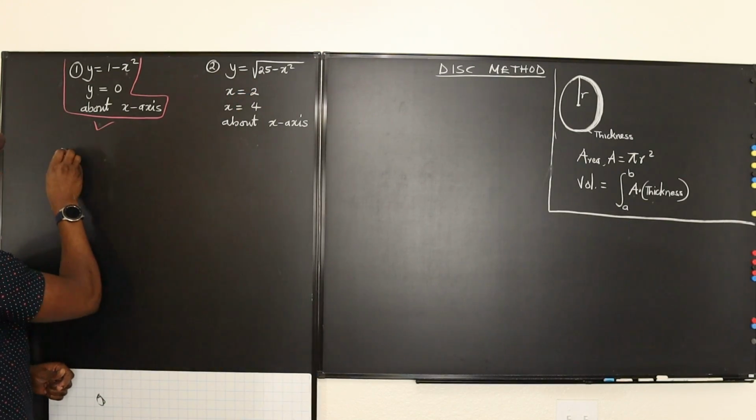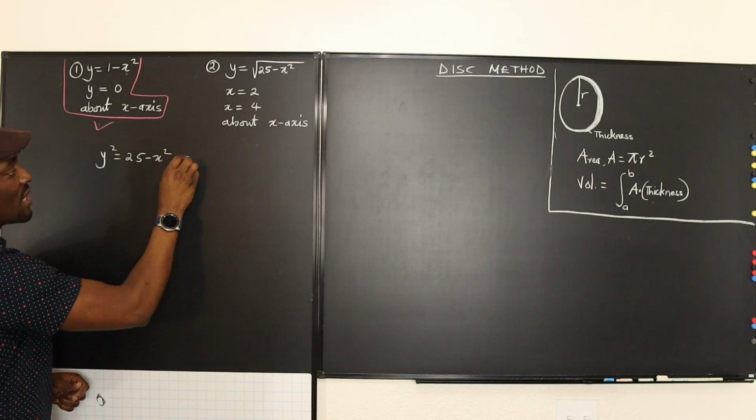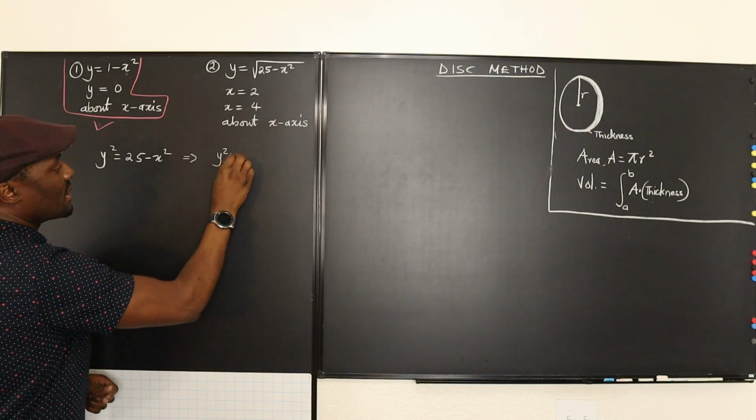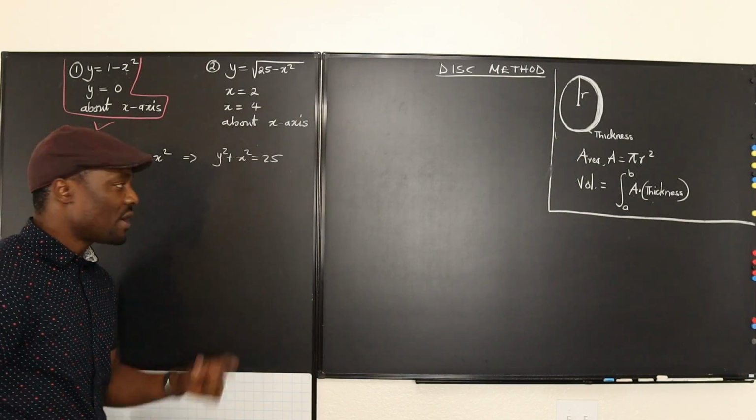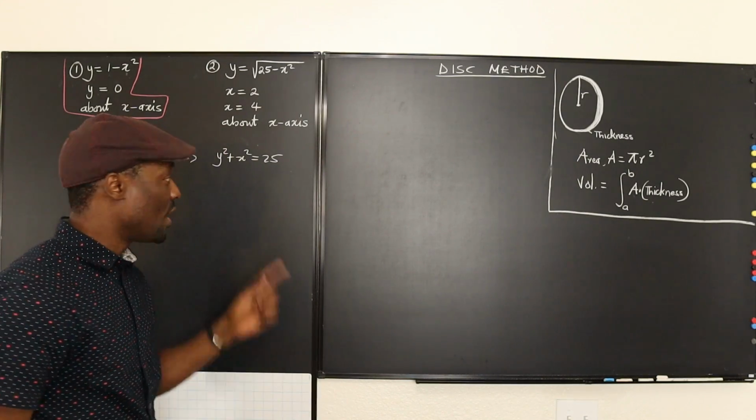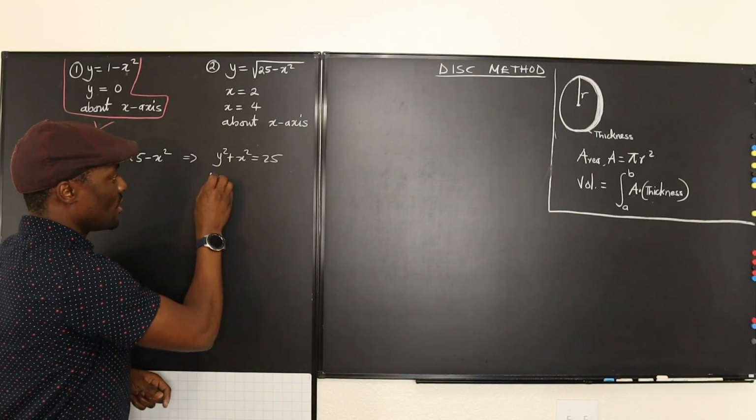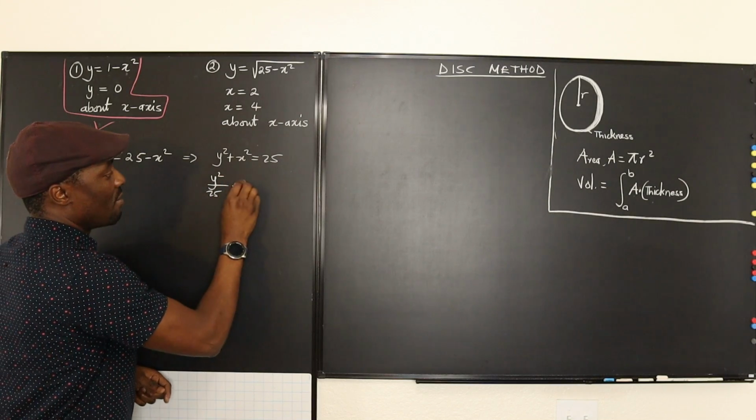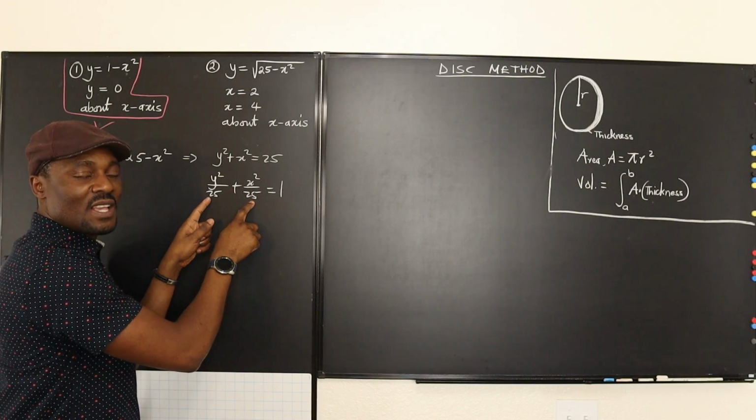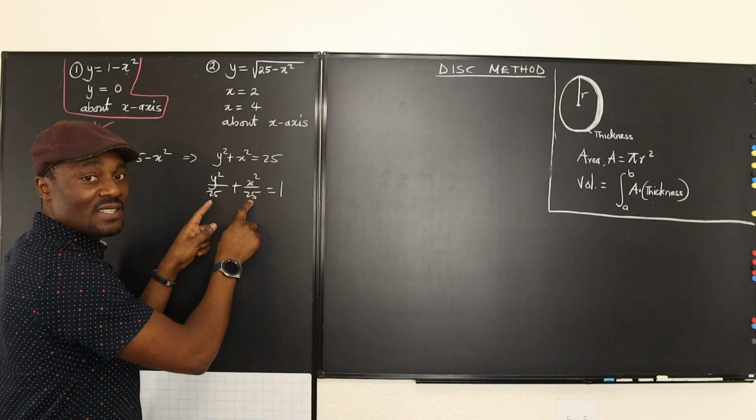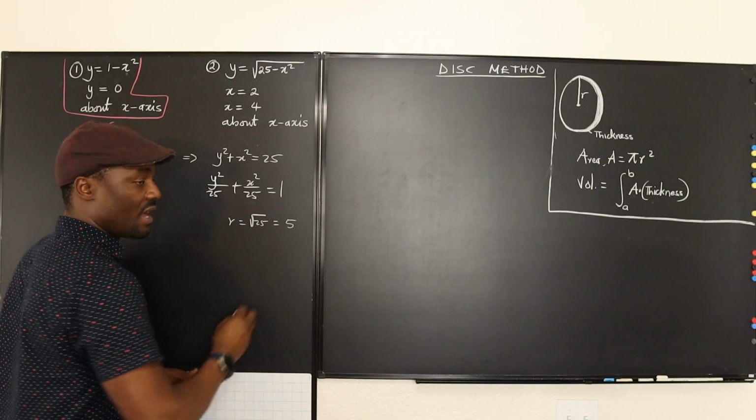If I rewrite this, you're going to have y squared equals 25 minus x squared, which transforms into y squared plus x squared equals 25. This is the typical equation of a circle, okay? Now, what is the center of the circle? What is the radius of the circle? You have to be able to generate that from here. If we divide both sides by 25, what you're going to have will be y squared over 25 plus x squared over 25 equals 1. Well, now the square root of these will be your radius because they're exactly the same. So the radius of this is the square root of 25, which is equal to 5.